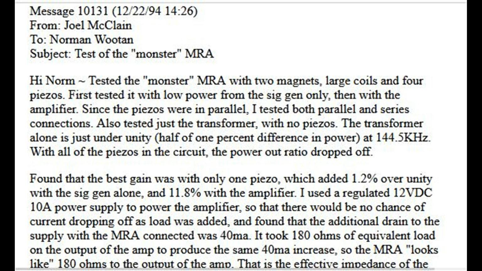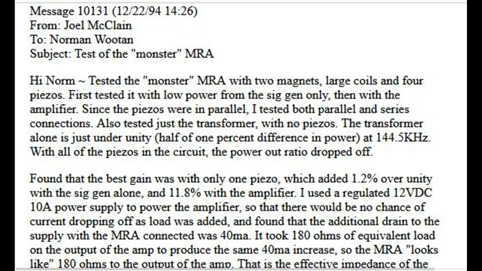The transformer alone is just under unity, half of 1% difference in power, at 144.5 kHz. With all of the piezos in the circuit, the power out ratio dropped off. Found that the best gain was with only one piezo, which added 1.2% over unity with the signature gen alone, and 11.8% with the amplifier.